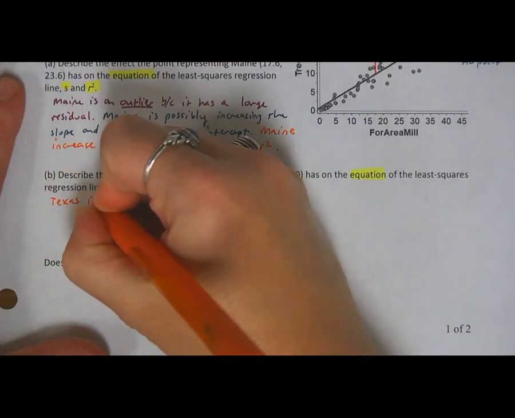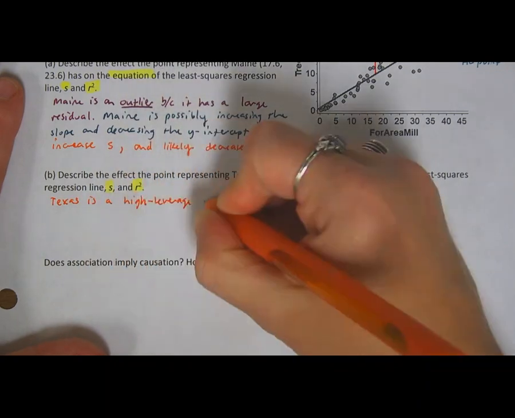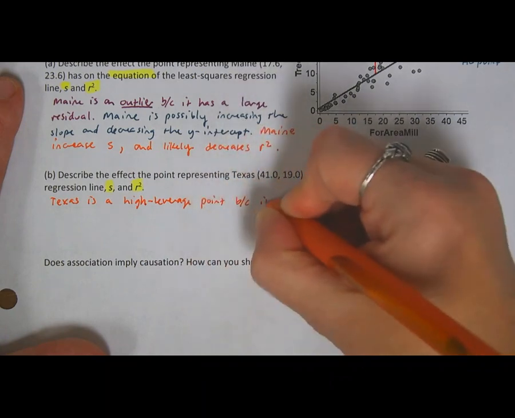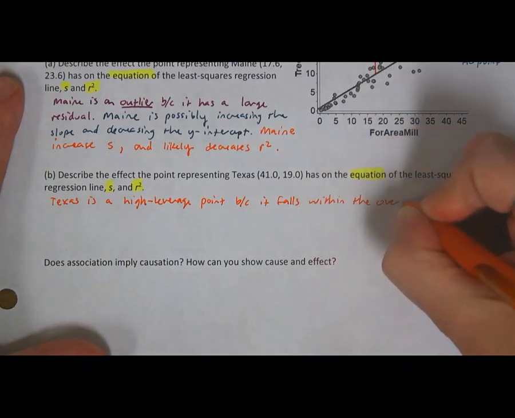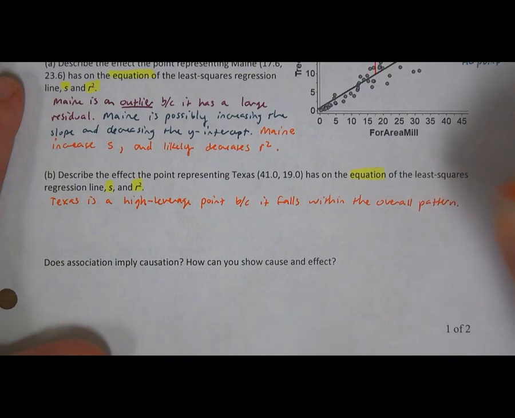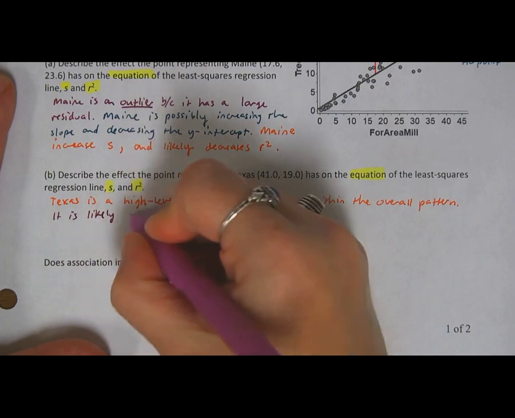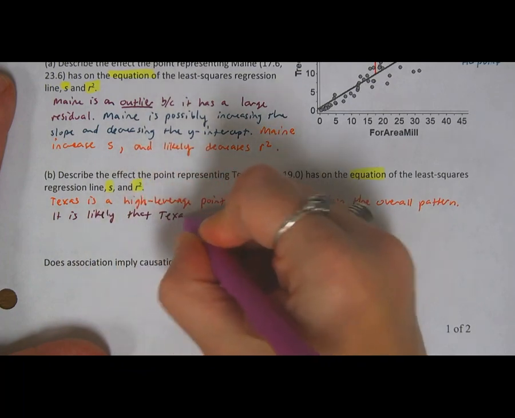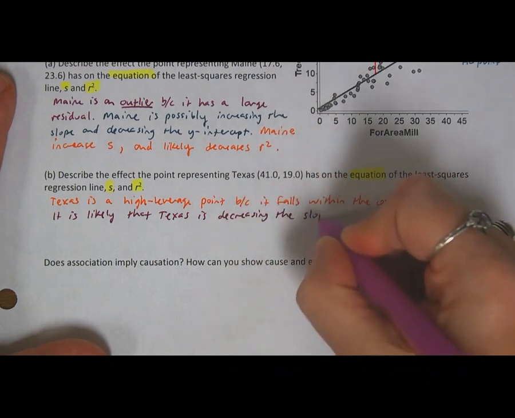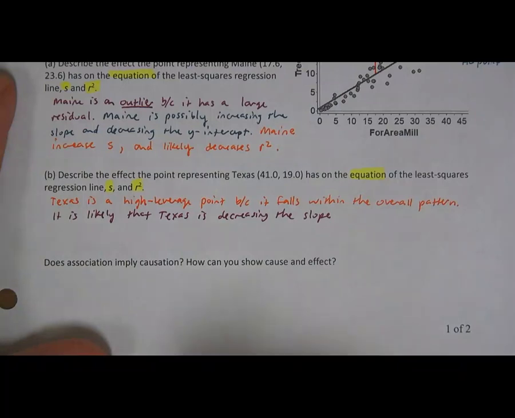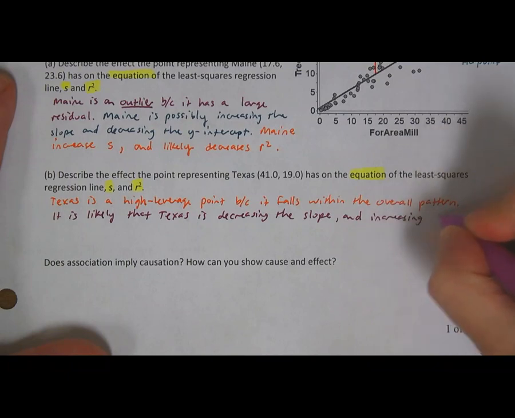Texas is a high leverage point because it falls within the overall pattern. It's likely that Texas is decreasing the slope. When you decrease the slope, when you tilt the line that direction, you are increasing the y-intercept.